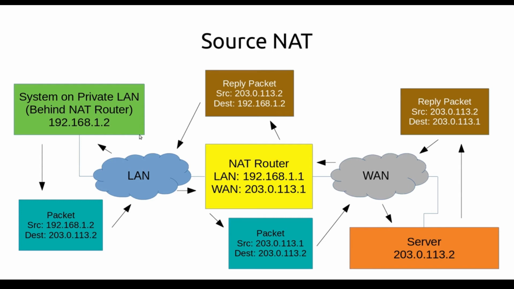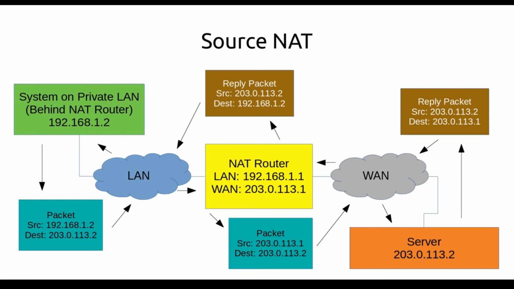Source NAT is an extremely common form of NAT, and in fact, your home router is doing source NAT in order to have your private IP range internally to your network be available to route out to the internet.